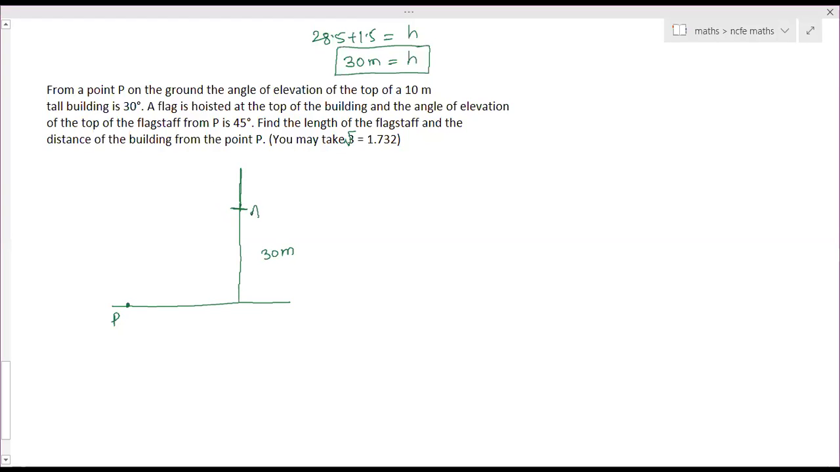So now AB is a tower and AC is a flag. AC is the height of the flagstaff actually, and AB is the height of the building.